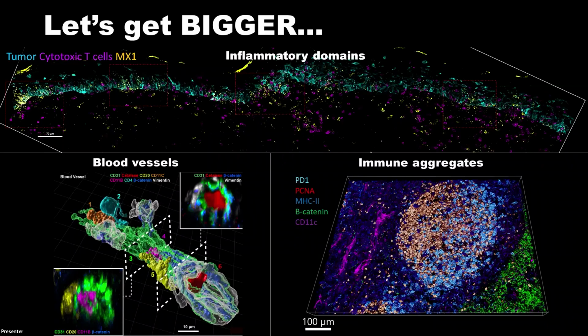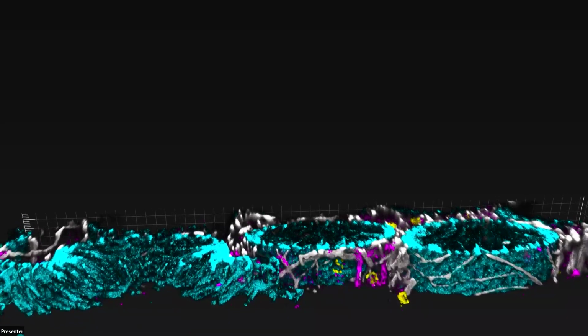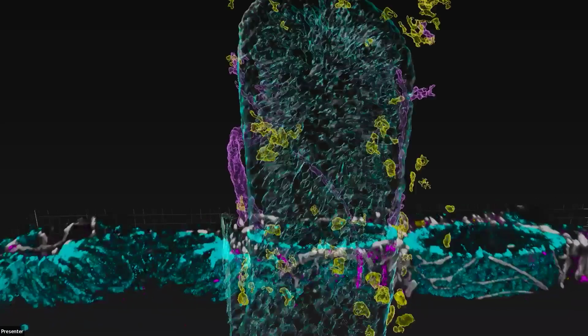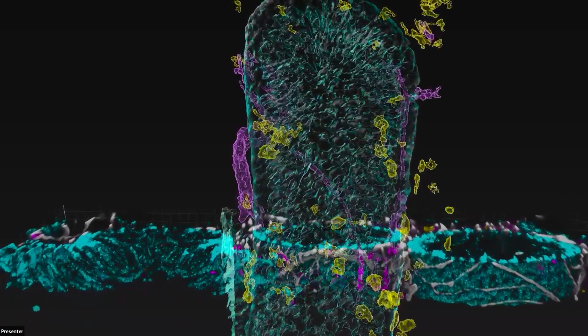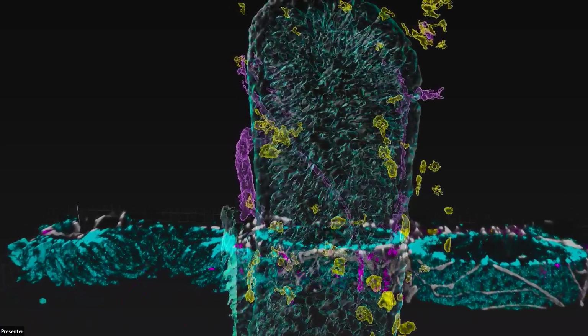Inflammatory domains labeled with MX1 appear to be isolated here, but could they all be connected if viewed in a thicker sample? Blood vessels and nerves are very long, on the order of centimeters or meters. Lymphoid aggregates are hundreds of microns wide and tall. Colonic crypts are also on the millimeter scale, and so should the thickness of the specimen. Therefore, to capture the heterogeneity in such a thick specimen, we must turn to another form of 3D imaging, which is light sheet.